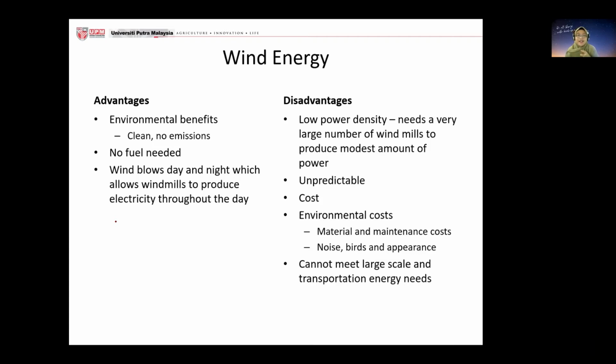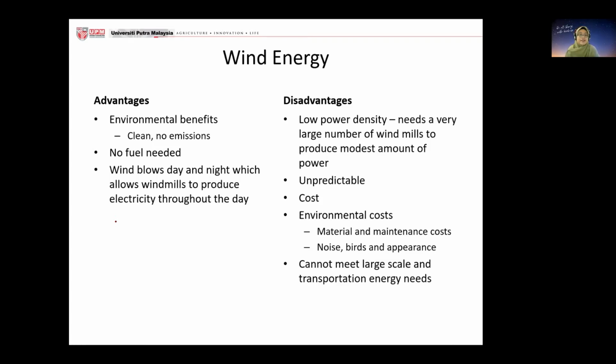When it's nighttime, you won't be able to get electricity. But this is different with wind because it's available day and night. So you will be able to get continuous electricity. However, it has disadvantages.